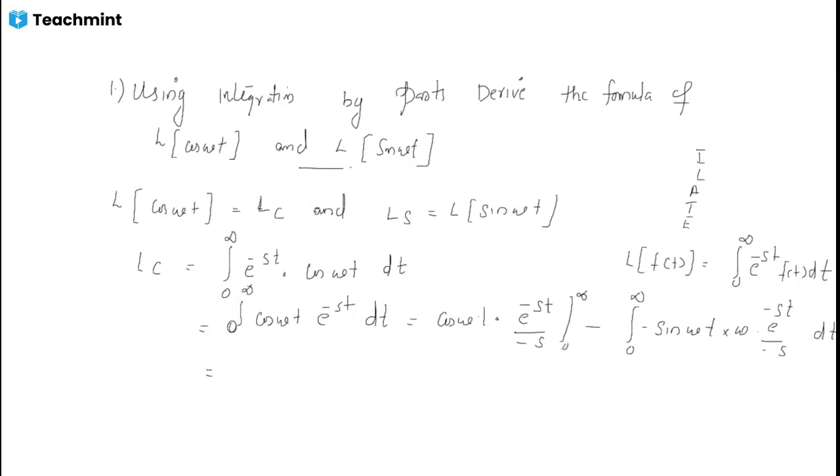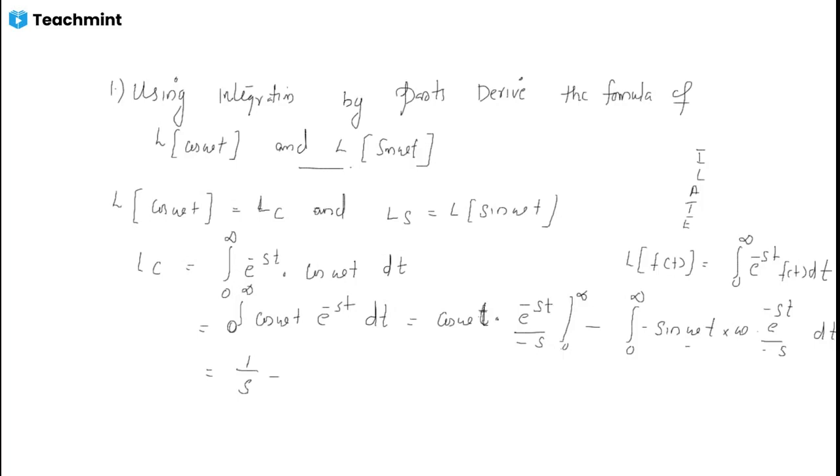Then cos 0 equal to 1. In the place of t we can give 0, cos 0 equal to 1. e raised to 0 is 1. So upper limit minus lower limit: minus minus plus 1 by s. Minus. What is the form of this one?